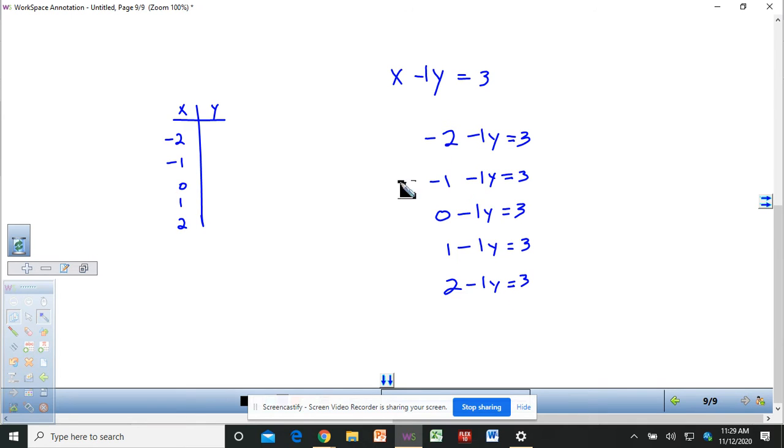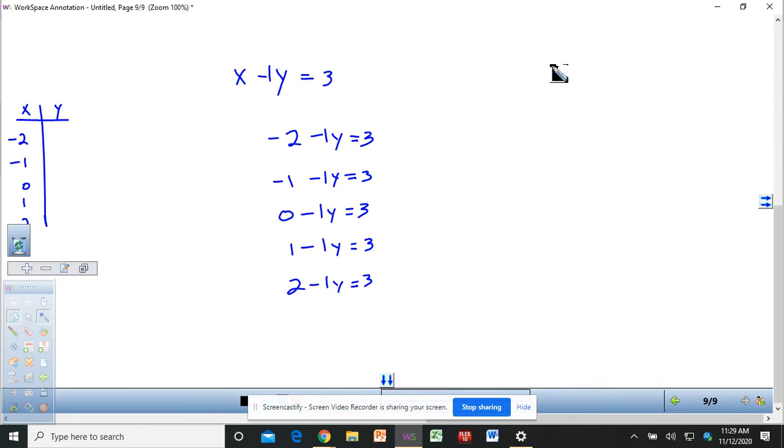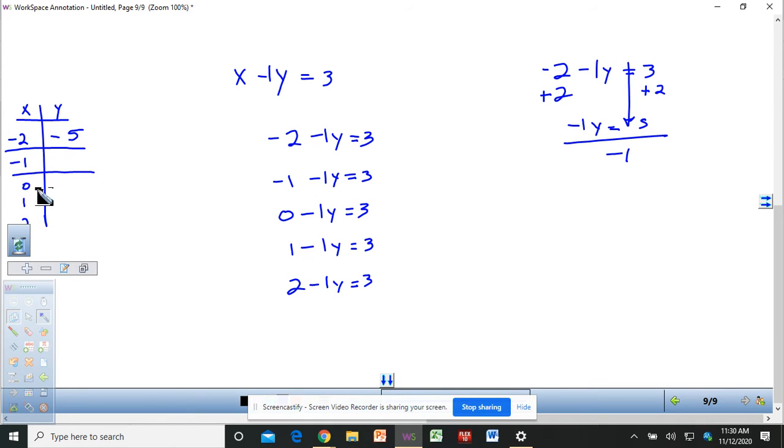And we need to solve each of these equations like we would do in chapter 3. So it's going to take a little bit of time, but we're going to have -2 minus 1y equals 3. So I'm going to drop my anchor. I'm going to add 2 to get rid of this. I'm going to have -1y equals 5. So then I'm going to divide by -1. So that equals -5. So if you see over here, I put -5 next to my 2. If I break up my table a little bit, it'll be a little bit more clear to see.